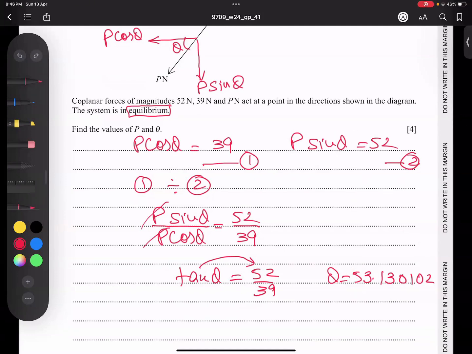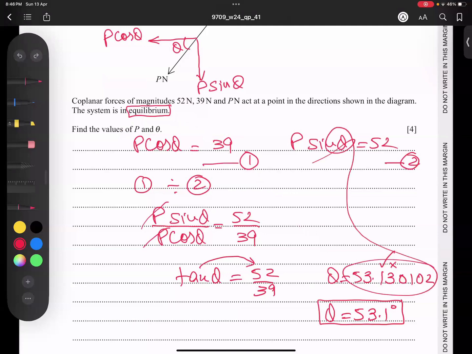But when we write an angle, we write one decimal place. And this we don't need, bigger than 4. And no, I will not add. So the answer is 53.1 degrees. But how to find the P force?